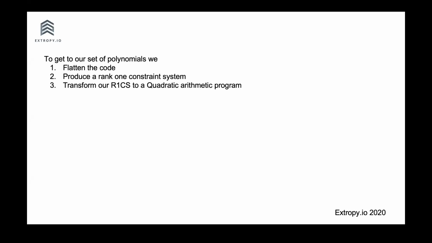From that, we produce something called a rank 1 constraint system, which is a system that embodies all the information within our algorithm, within our little program, into a more rigorous system, which is less about computation and is very much about constraints. And then we can transform that into what's called a quadratic arithmetic program, which is a set of polynomials, which is then the starting point for how we can start to check these polynomials and to create our proving system and to do the rest of our proof.